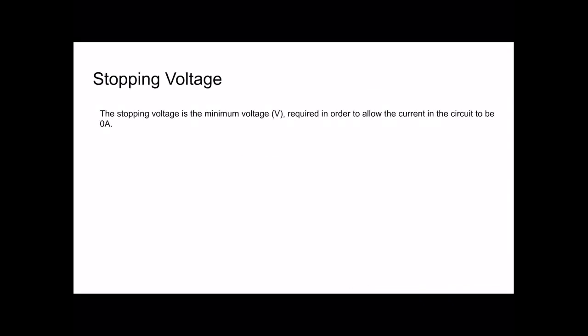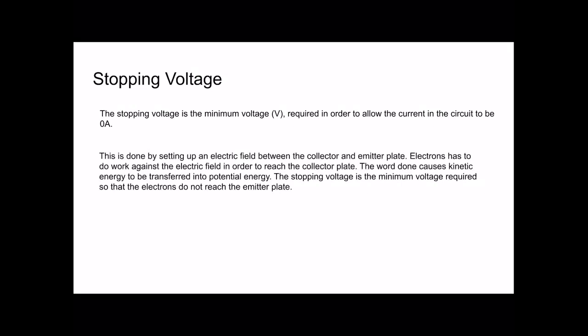Right, so the stopping voltage. The stopping voltage is the minimum voltage that is required in order to allow the current in the circuit to be 0 amps. This can be done by setting up an electric field between the collector and the emitter plate. So electrons have to do work against the electric field in order to reach the collector plate.